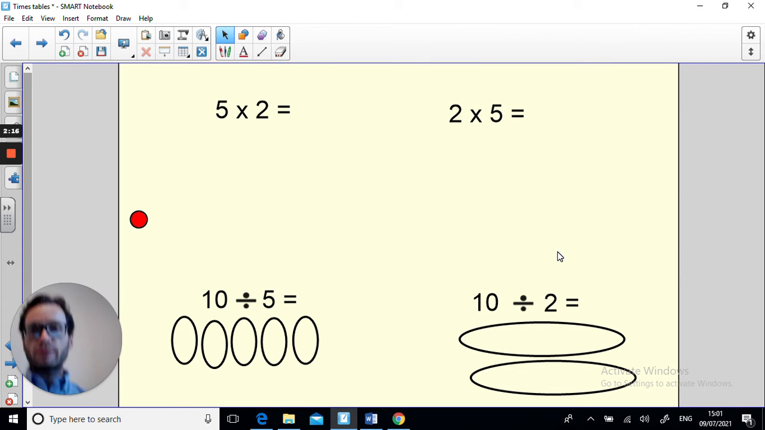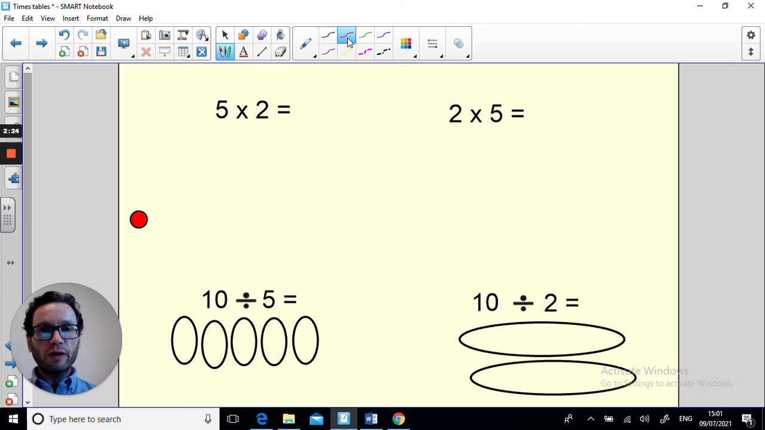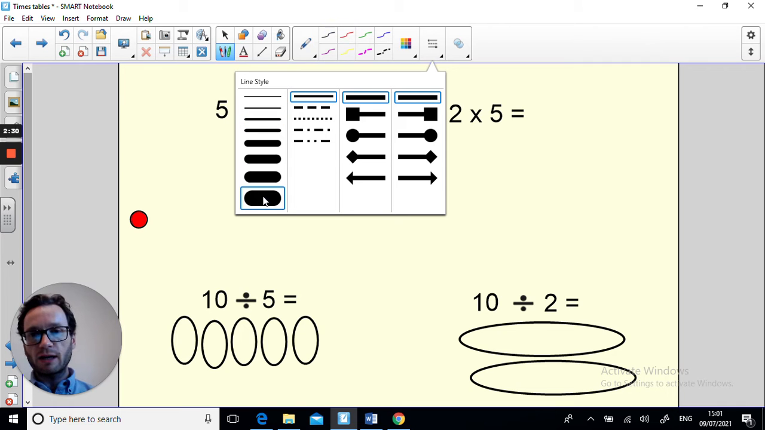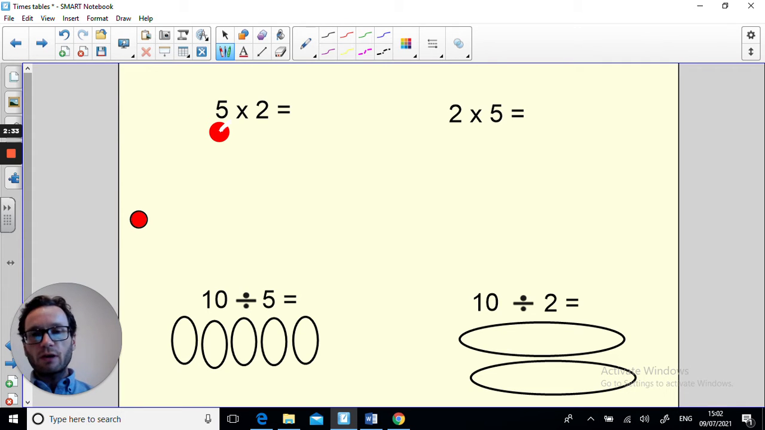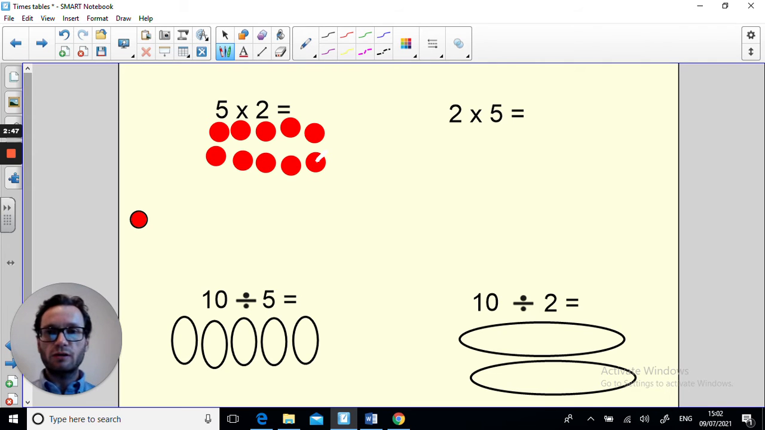Now, sometimes we think of times tables as arrays. If we look at the top one where it says 5 times 2, I'm going to show you what that looks like if we draw out an array. Okay, just bear with me. So it means 5 lots of 2. So here's one lot of 2, and here's another lot of 2. So that's 2 2s. Here's 3 lots of 2s, here's 4 lots of 2s, and 5 lots of 2s. So 5 times 2, you can see if we count it up, 2, 4, 6, 8, 10.